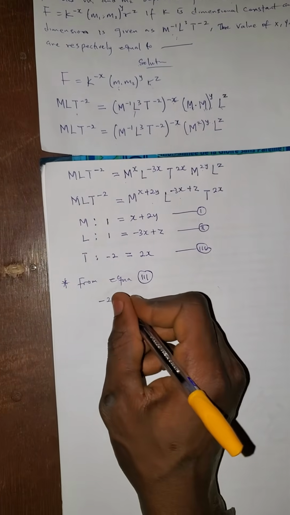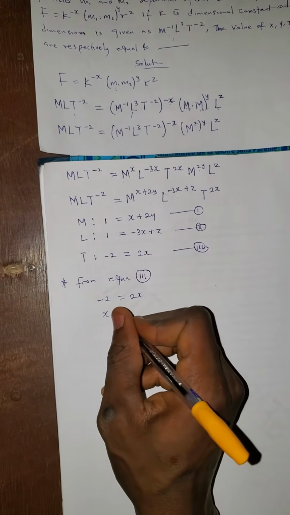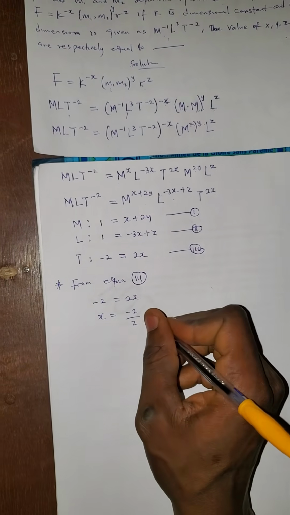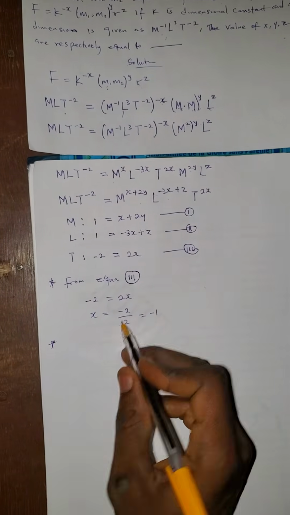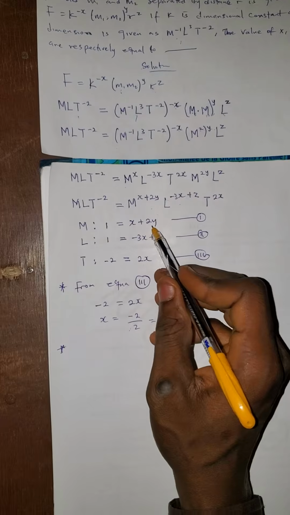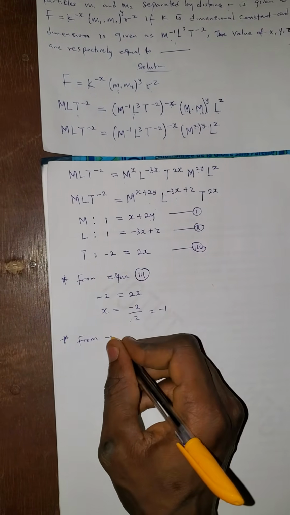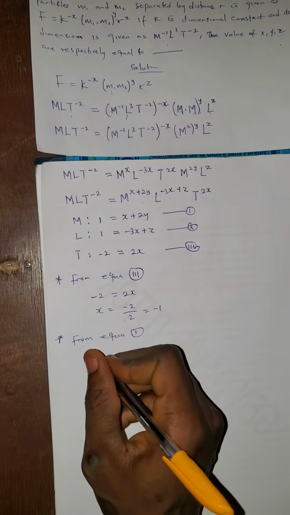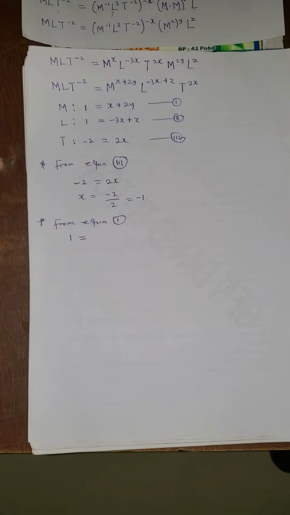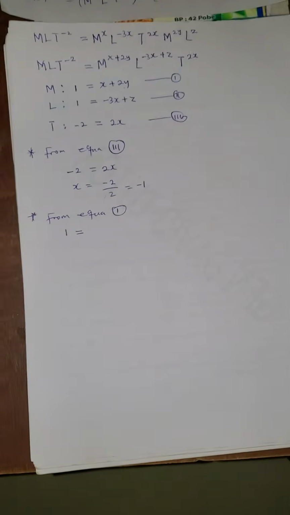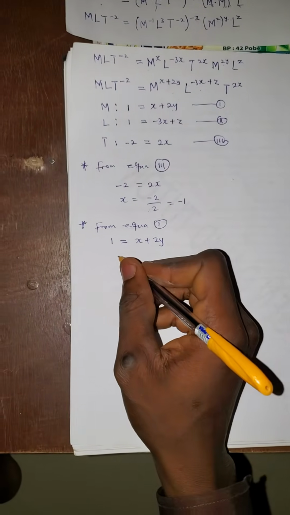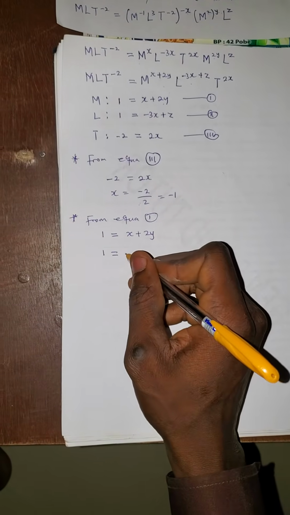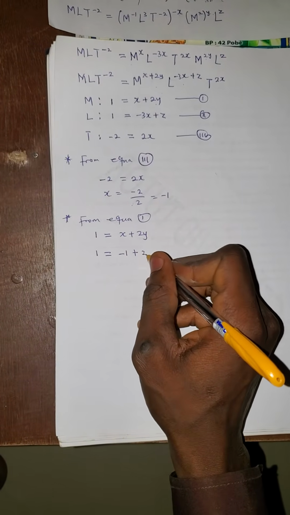So from equation 3 we have minus 2 to be 2x. So x will be minus 2 over 2, so this will be minus 1. Now, we can insert this x in equation 1 so that we can get the value of y. From equation 1, we have 1 equals x plus 2y. If 1 equals x plus 2y, what's our x here? Our x is minus 1, plus 2y.